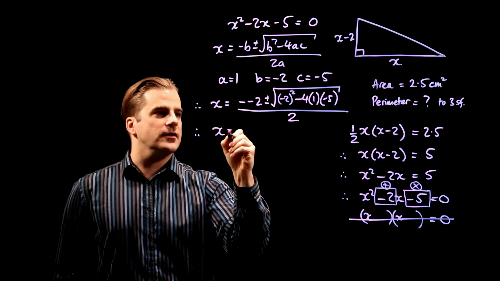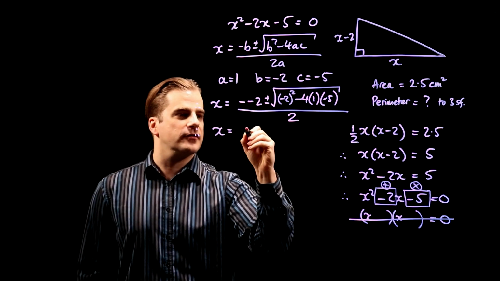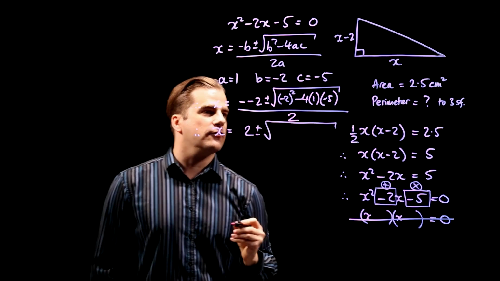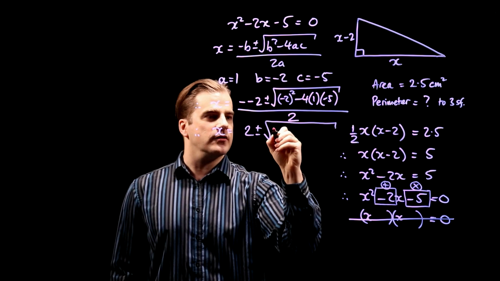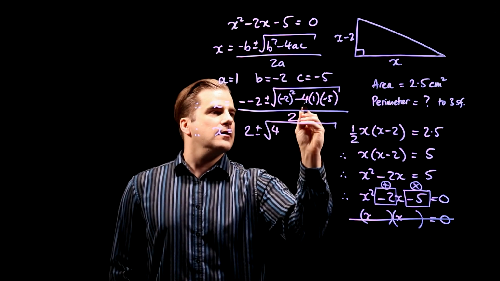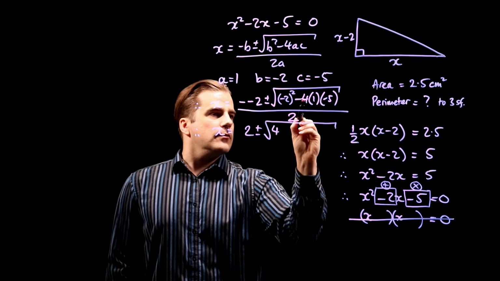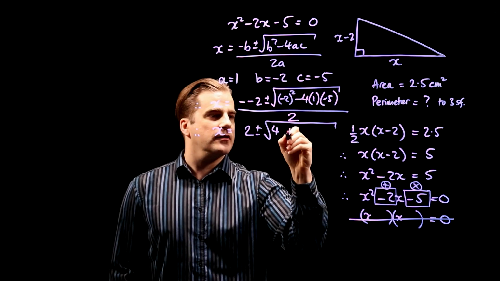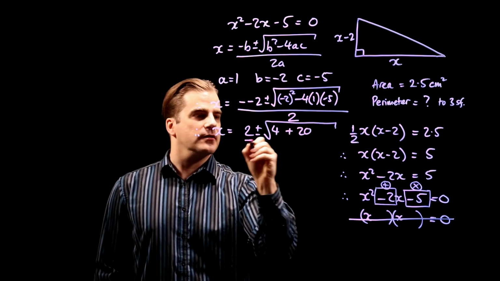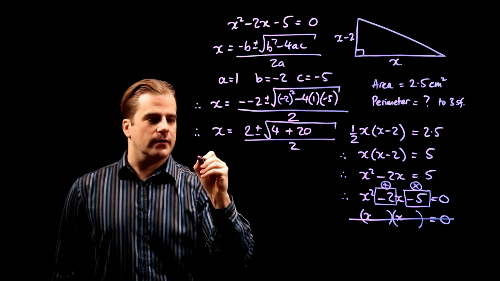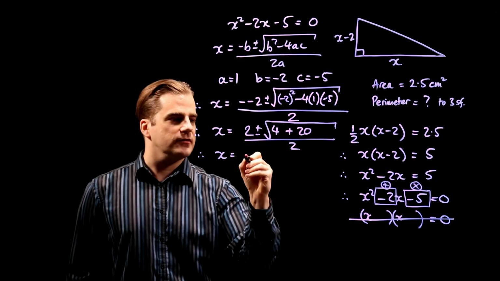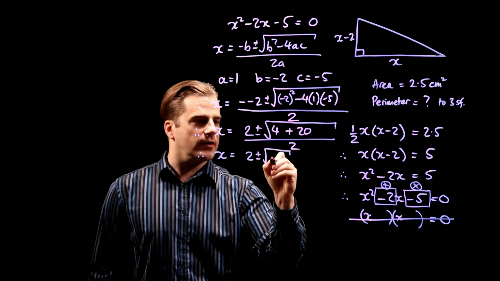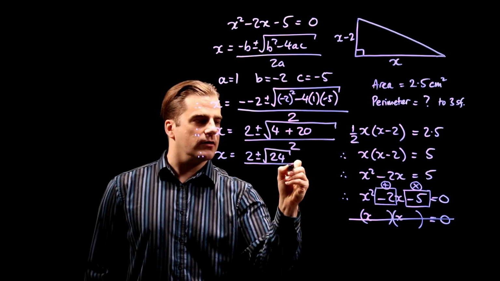Therefore, x equals minus minus 2 is plus 2. Plus or minus square root of minus 2 times minus 2 is 4. Minus 4 times 1 is minus 4. Minus 4 times minus 5 is plus 20 all over 2. Therefore, x equals 2 plus or minus square root 4 plus 20 is 24 over 2.